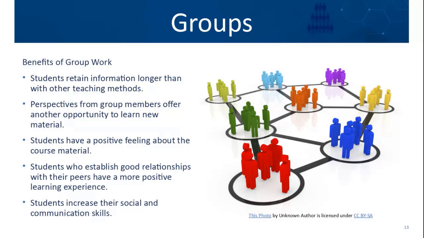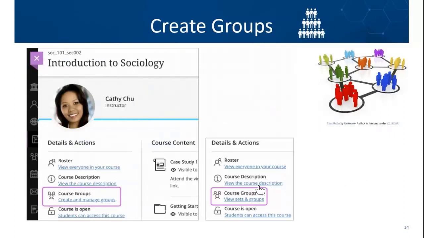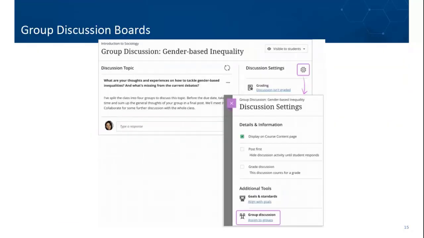There is a great way to do this from inside an Ultra course, super easy to do. In your details and actions on the left-hand side of your course will be course groups. You literally just can click on there. You can create group sets, which could be like major group headings, if you will, and then separate groups underneath those group sets. And you can also create the group right from an assessment that you're creating. So if you don't do this ahead of time, you absolutely can add it in as you are creating the group project or whatever it is that you're working on.